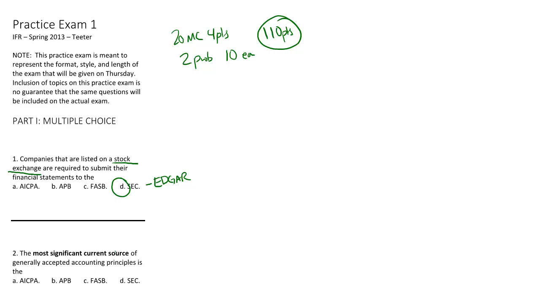Question number 2, the most significant current source of generally accepted accounting principles. So this is, where does GAAP come from? GAAP is provided by FASB, answer C. Okay, the AICPA provides certifications for accountants. The APB is a former version of the FASB, and the SEC, as we talked about before, is a regulatory body. So these guys are regulators or enforcers of the rules rather than generators and producers of the rules.